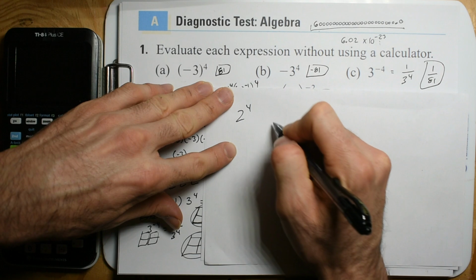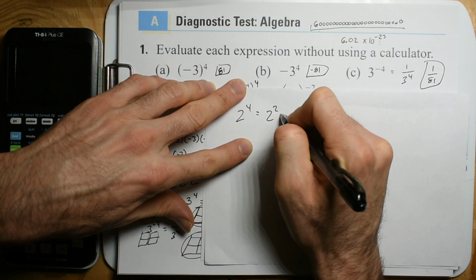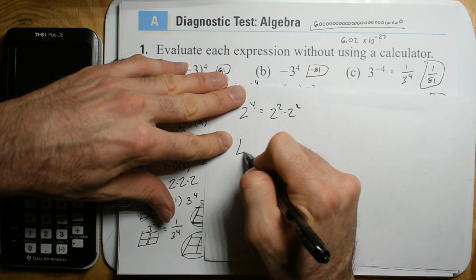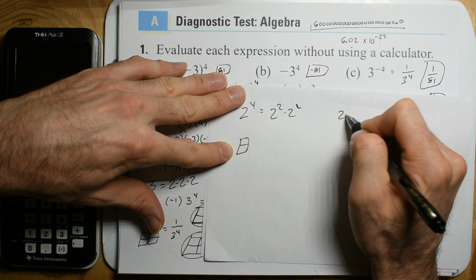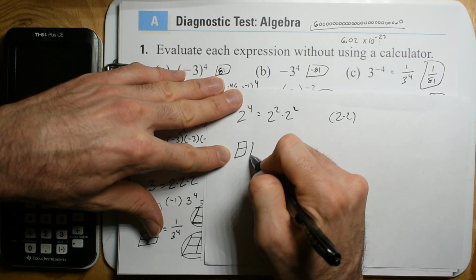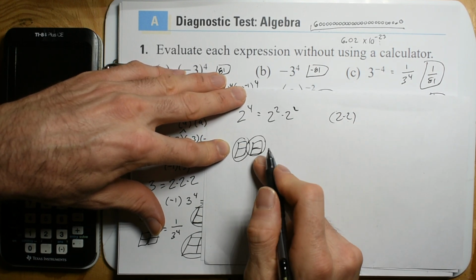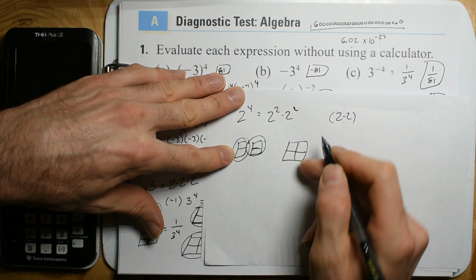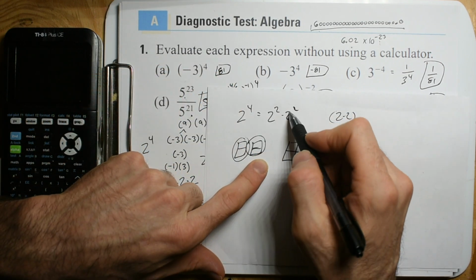Alright, so we have 2 to the 4th. So I could say this is 2 squared times 2 squared. So 2 squared is 2 times 2. So that's what we're looking at first, which is 2, and then 2 piles of that. Sweet. So now I can have this. And if now I'm squaring that.